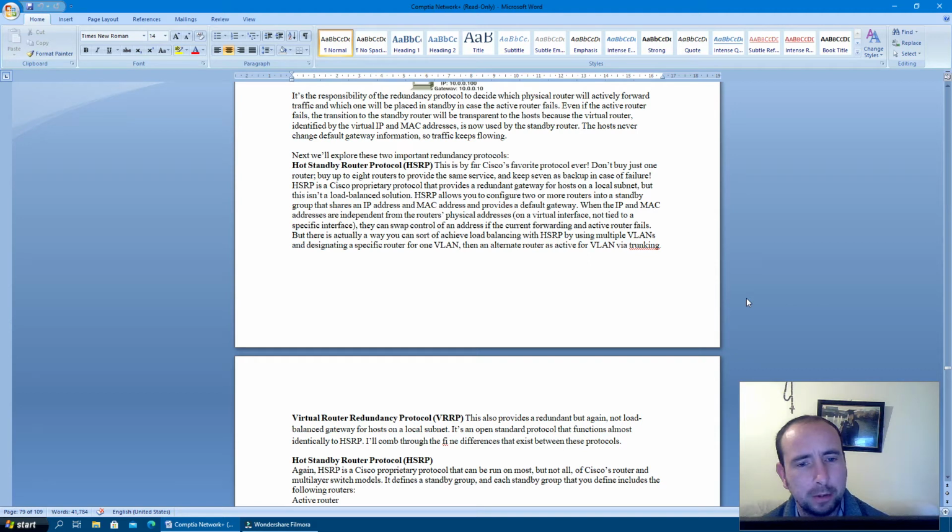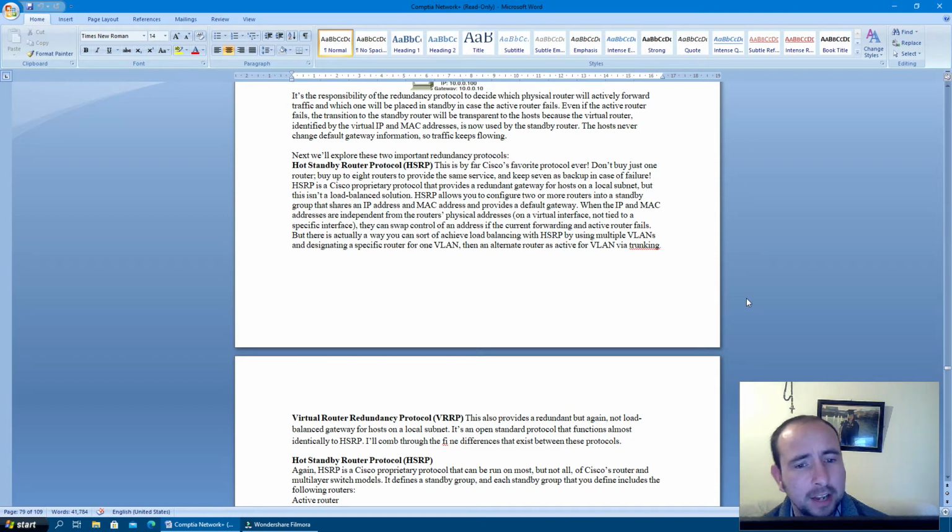HSRP is a Cisco proprietary protocol that provides a redundant gateway for hosts on a local subnet, but this isn't a load balanced solution. HSRP allows you to configure 2 or more routers into a standby group that share an IP address and MAC address and provide a default gateway. When the IP and MAC addresses are independent from the router's physical addresses, on a virtual interface not tied to a specific interface, they can swap control of an address if the current forwarding and active router fails.